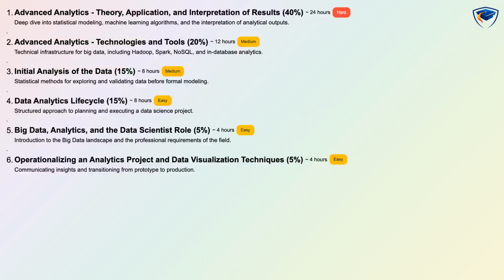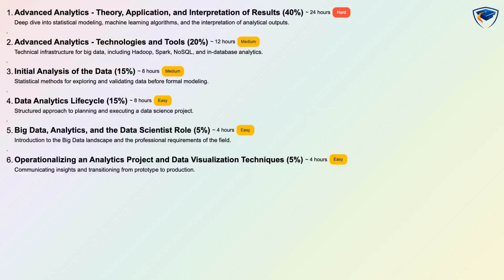Overview of the exam structure and domain weights. Advanced Analytics Theory, Application, and Interpretation of Results is weighted at 40%. Advanced Analytics Technologies and Tools is 20%. Initial Analysis of the Data is 15%. Data Analytics Lifecycle is 15%. Big Data, Analytics, and the Data Scientist role is 5%. And Operationalizing an Analytics Project and Data Visualization Techniques is 5%.